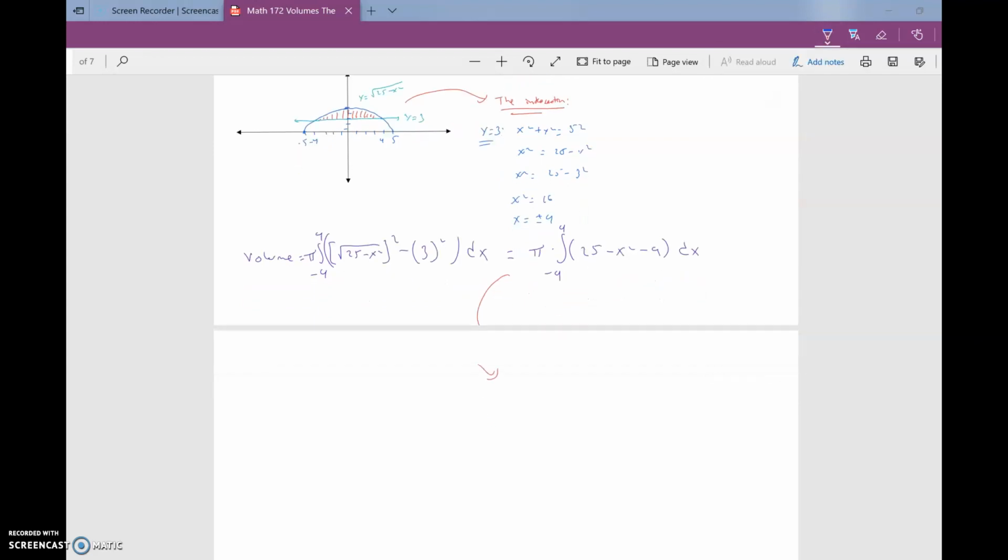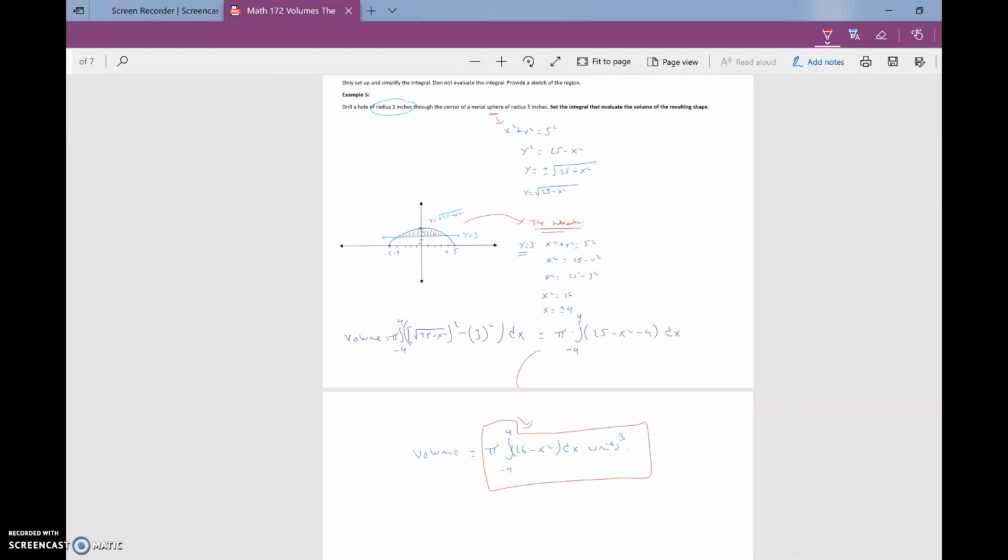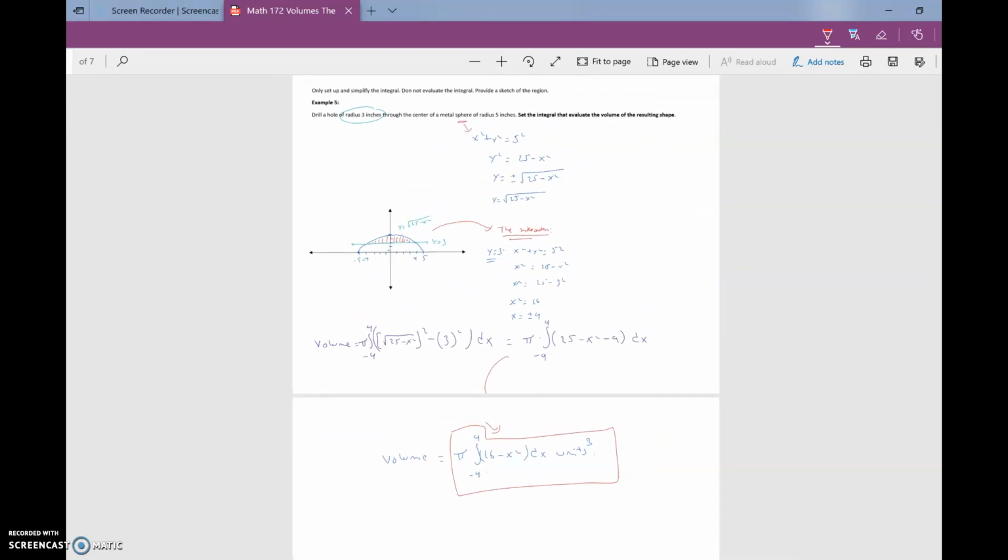So the volume is equal to pi times the integral from negative 4 to 4, and that gives us 16 minus x squared dx. This will be units to the third power. This is it. For problems that may tend to be messy, or may take a while to set up, I may just ask you to simplify the integral, but not evaluate. So that would have been your final answer.